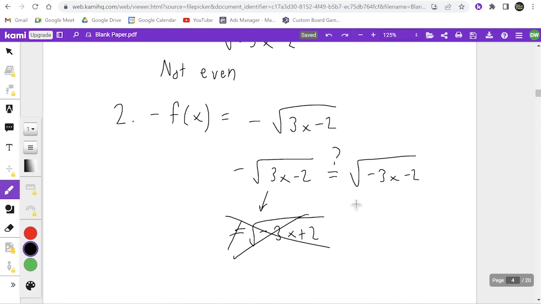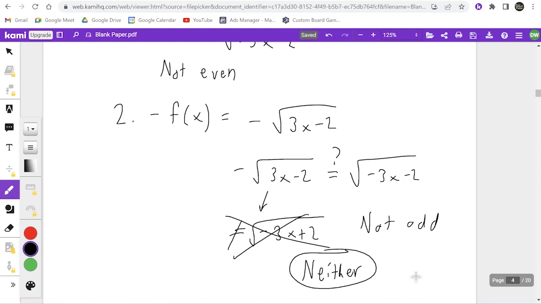You cannot simplify anymore. Same goes for the right side. You cannot simplify that anymore either. So basically what you would say is, no, they are not equal to each other, so it's not odd either. So then what do you write if it's not even and it's not odd? You literally write neither, and you're done.